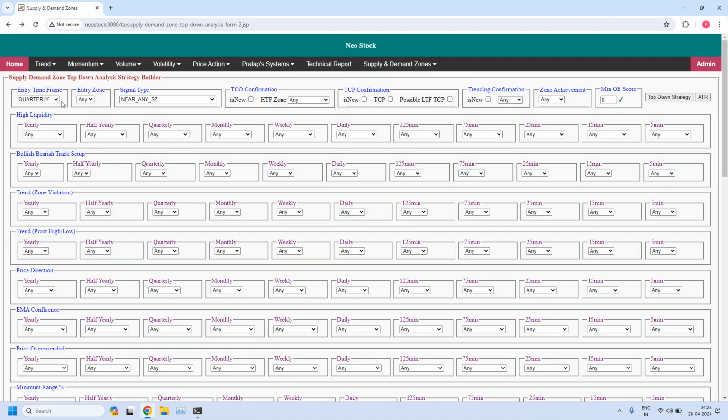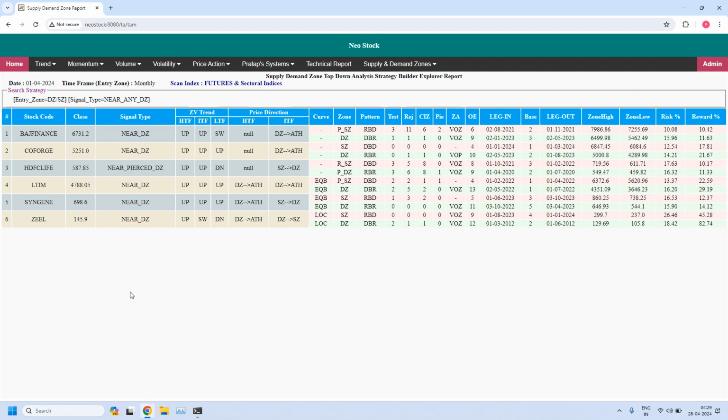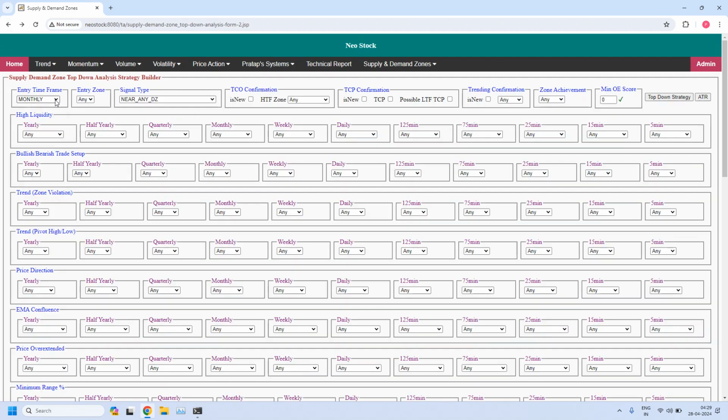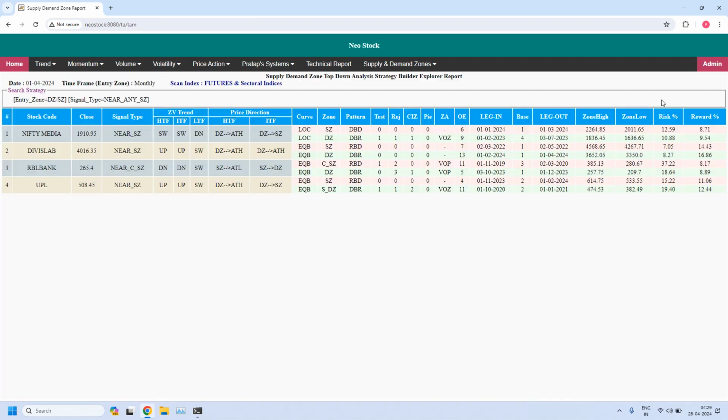So let me go back. Changing the time frame to monthly. Let us find the stocks near monthly demand zone. These 6 stocks are filtered near to the monthly demand zone. So I'm going back. For monthly time frame, let us find the stocks near monthly supply zone. These 4 stocks are filtered.